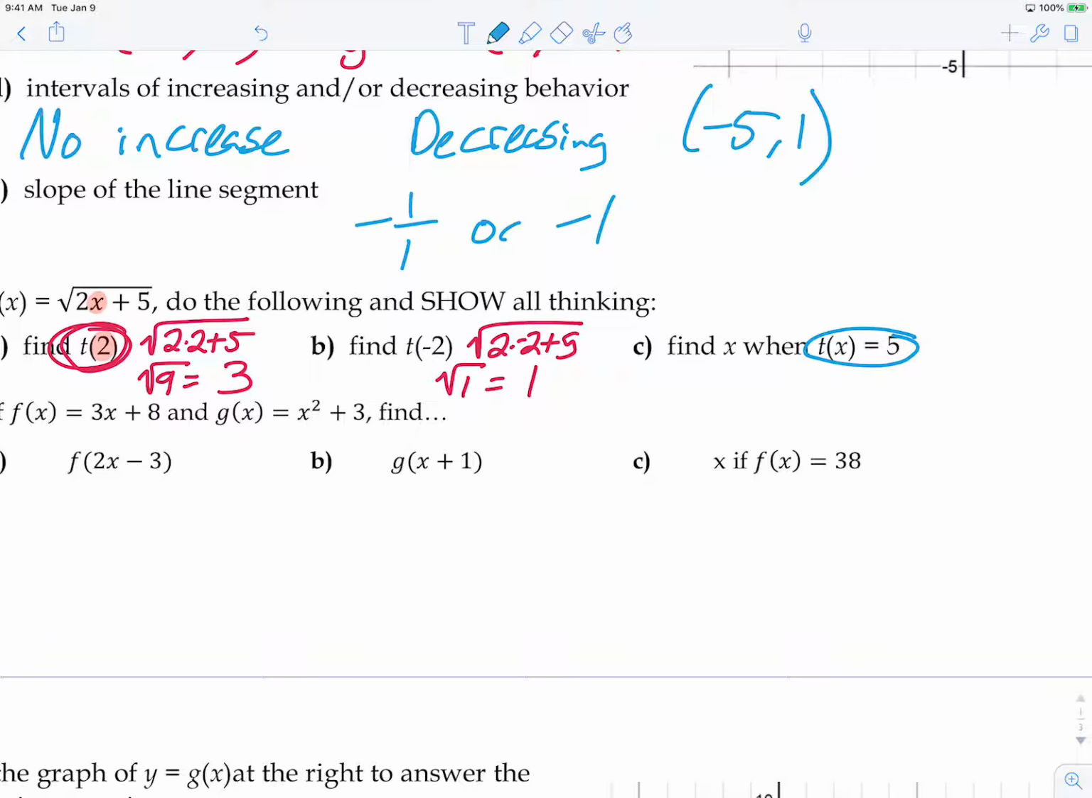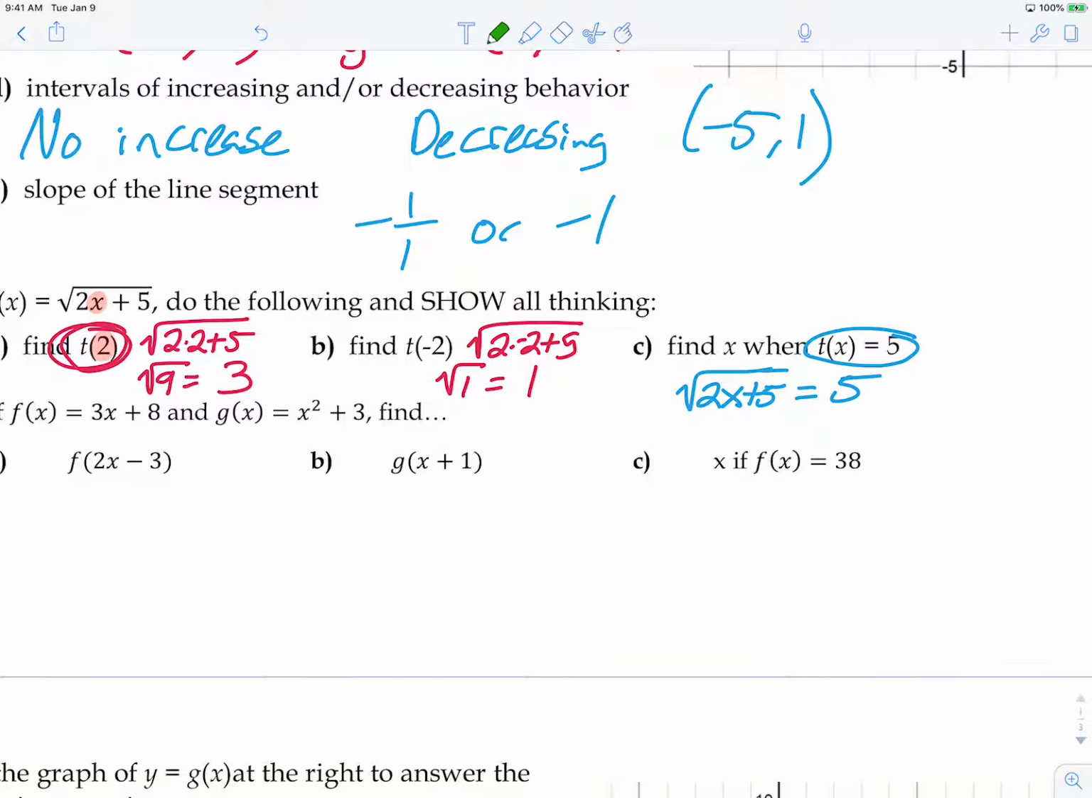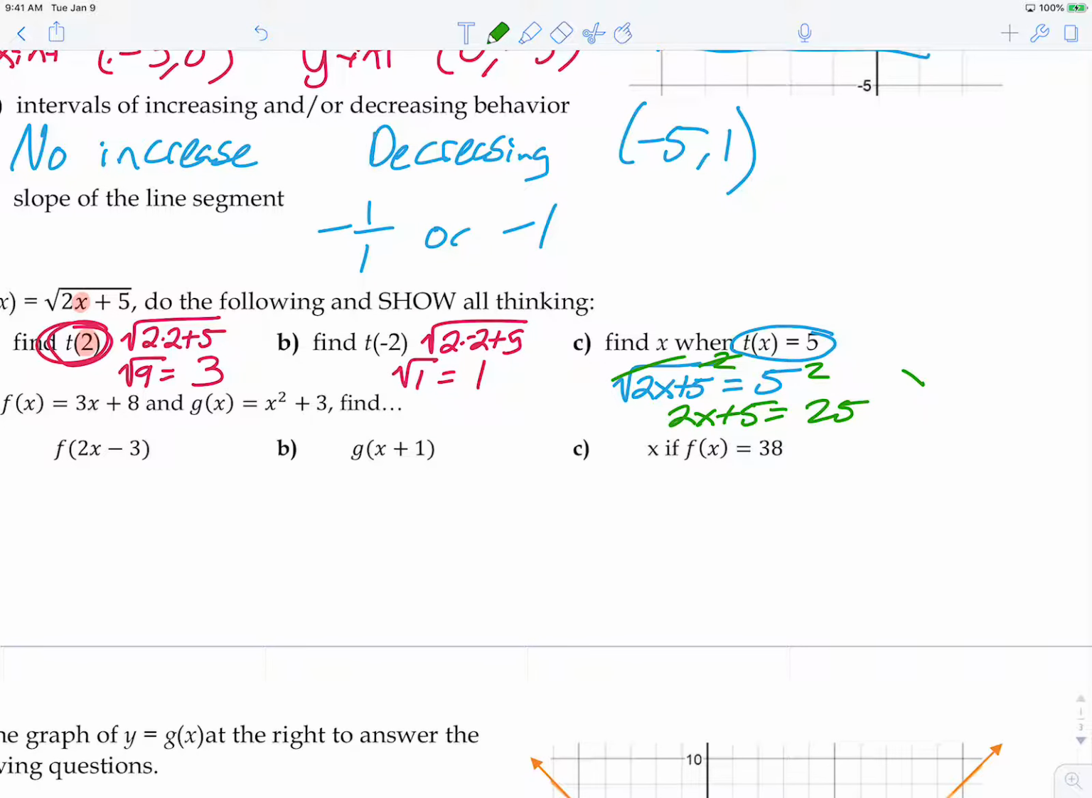I plugged in something and I got an answer of 5. So I started with the square root of 2x plus 5, whatever x happens to be, and I got an answer of 5. There's a couple ways that you can think of this. The square root of what gives you an answer of 5? Well, that's got to be a 25. So this stuff under the square root has got to equal 25. The other way of thinking of that is to undo a square root. You square both sides. Those are the inverses. So we have 2x plus 5 equals 25 because 5 squared is 25. Either way, you get your answer. And if you were to solve that, you get x equals 10.